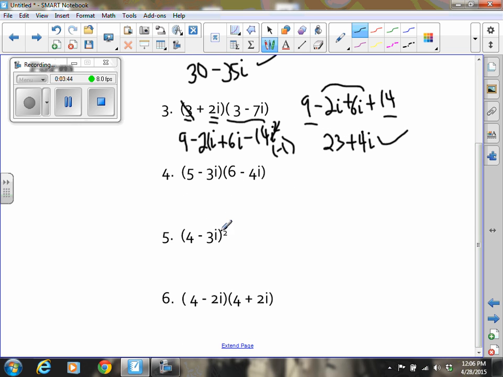Moving on to number 4, just another distributing. I'll distribute the real number to the entire complex second number. That gives me 30 minus 20i. Distributed my real number, now I'll distribute my imaginary. Negative 3i gives me negative 18i. And I'm watching my signs, being very careful with my negatives. Negative 3i times negative 4i gives me positive 12i squared.